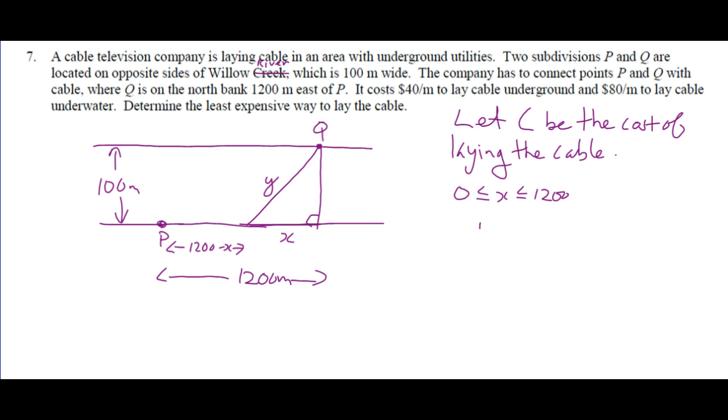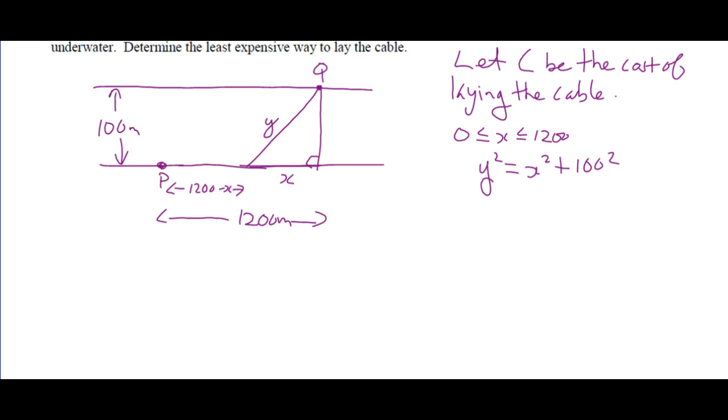We know that y squared is equal to x squared plus 100 squared. Okay, just the Pythagorean theorem in there because we want to get y. Well, we don't want y, we want just x. So y is equal to the square root of x squared plus 10,000. Okay, so now we've got an expression for y.